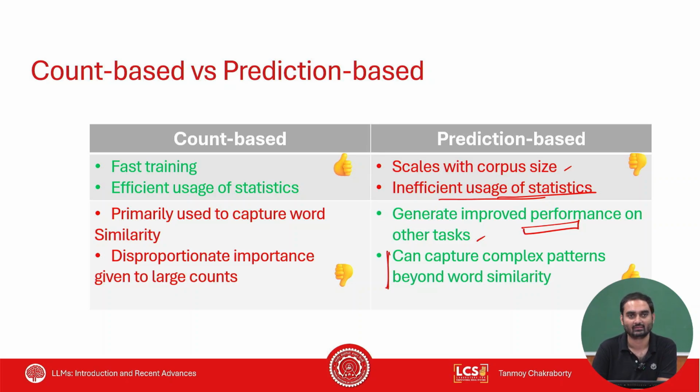We have seen last day this analogy test: king minus man plus woman equals queen. So king, man, woman, these words have complex patterns, and these complex patterns are so smoothly integrated using linear operations. That's a very interesting property of the prediction-based approach, which you cannot do with the count-based approaches.